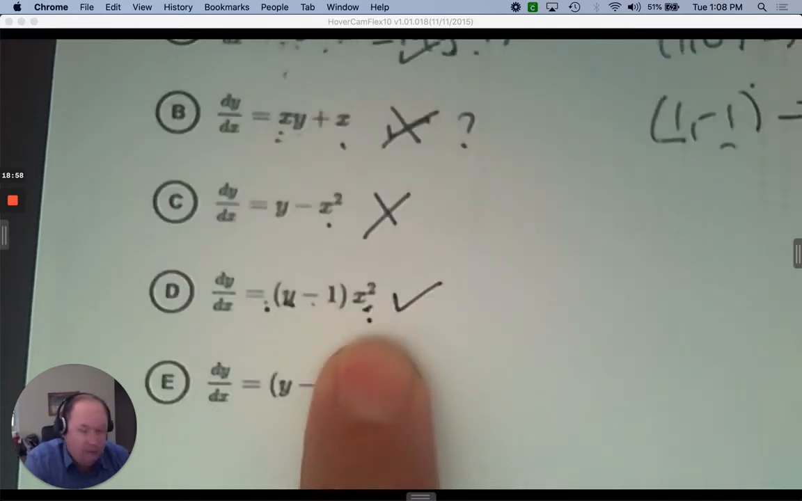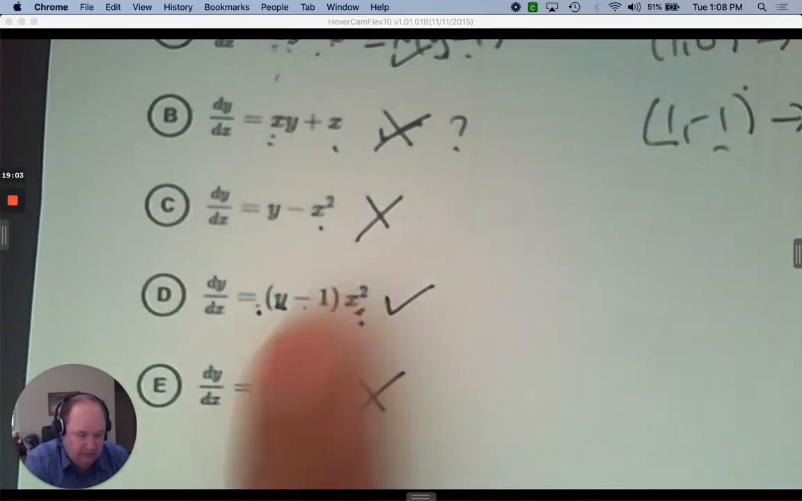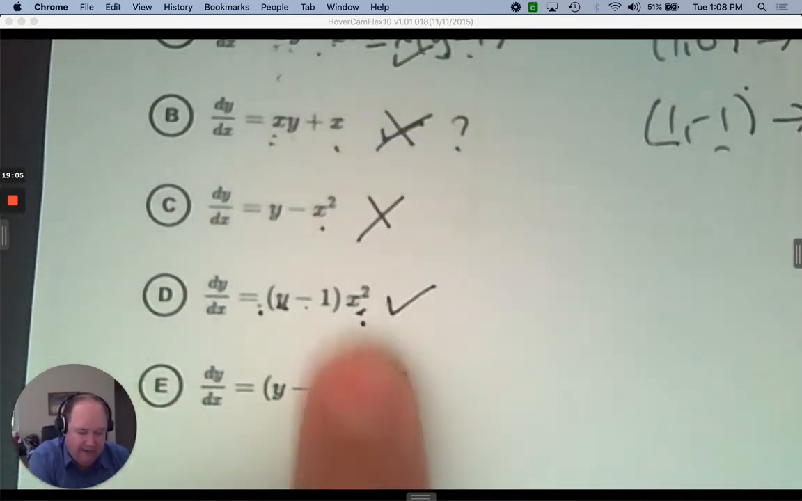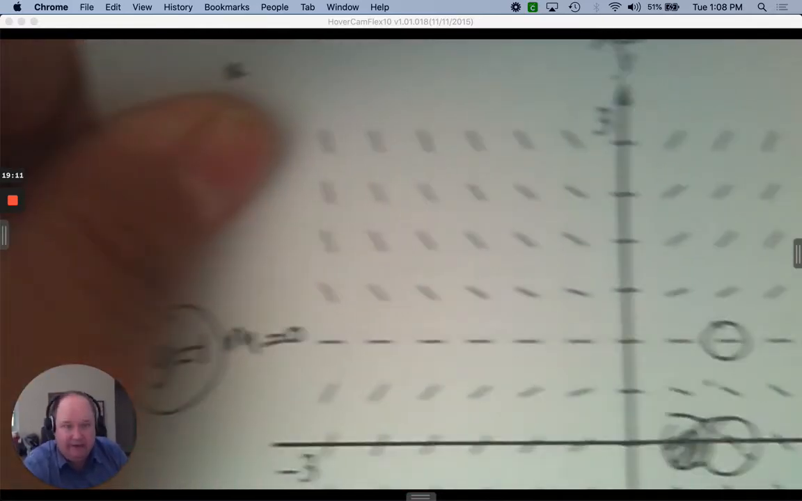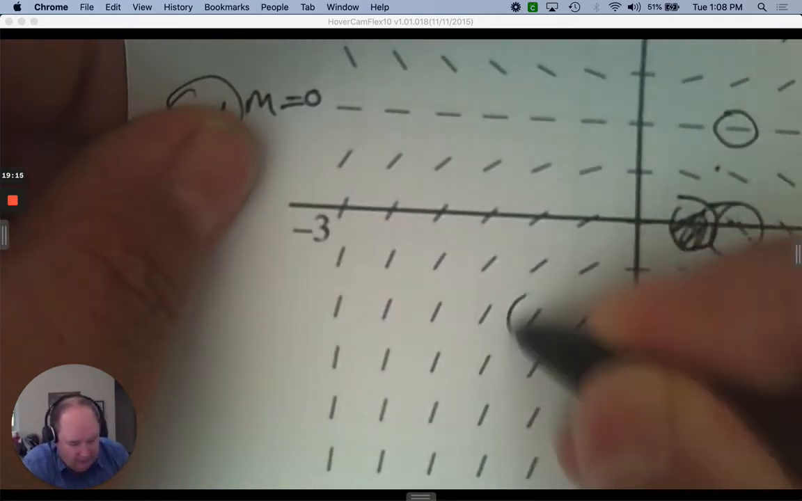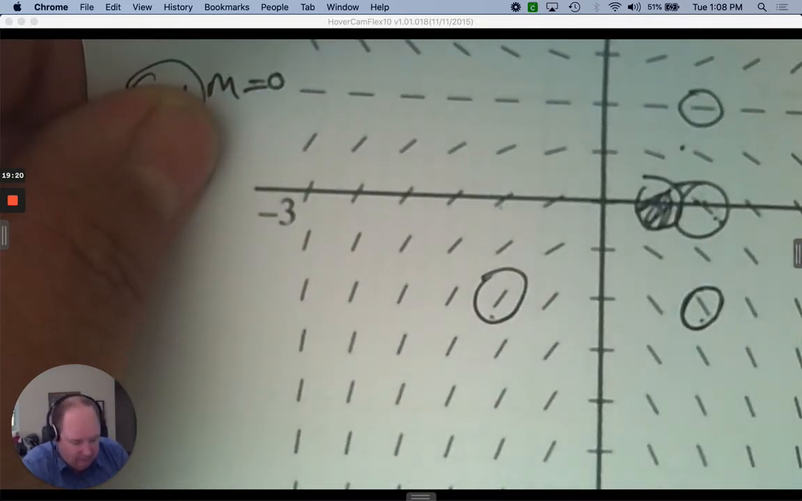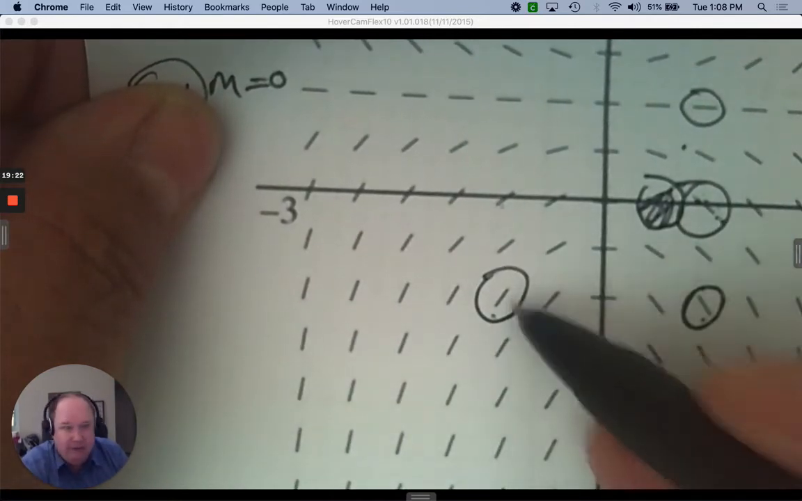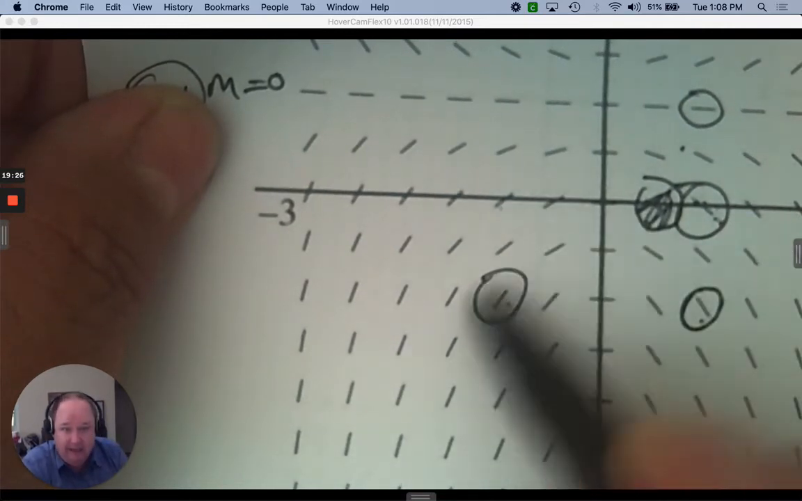So this one's going to change when the x is negative. See how similar they are? It's when the x is negative that it's going to make a difference. So if x is negative, that means on the left side. So if I pick a point right here, that would be -1 and -1. You've got to pick a point that allows you to eliminate answers. So -1 and -1 right there.